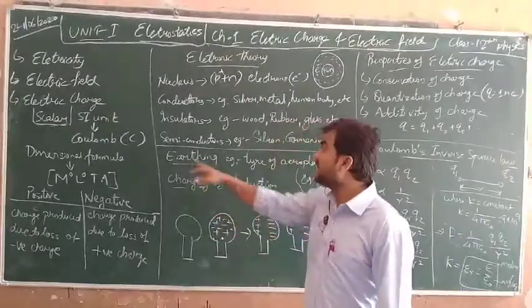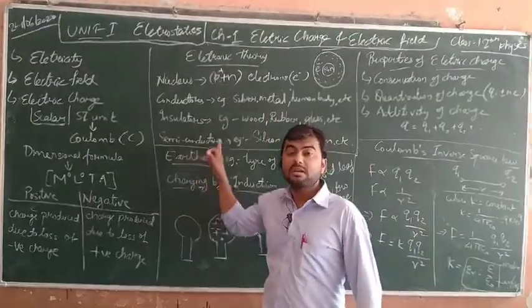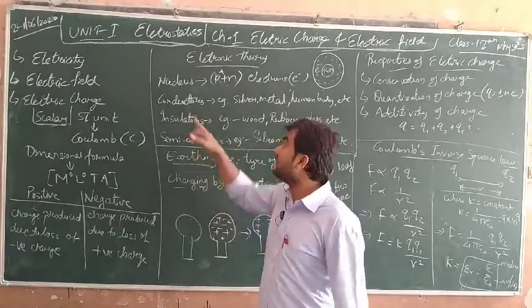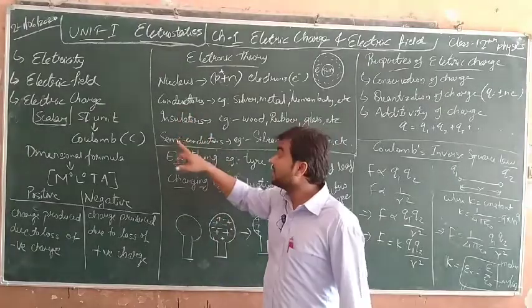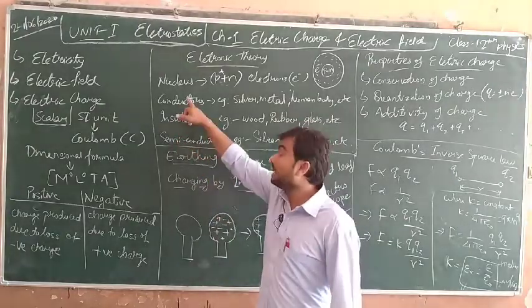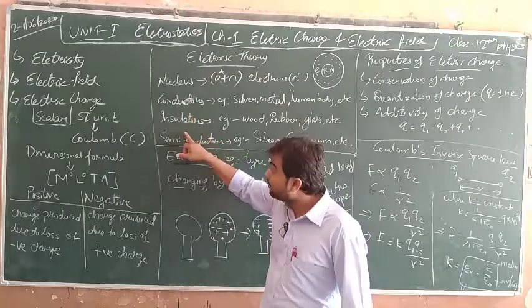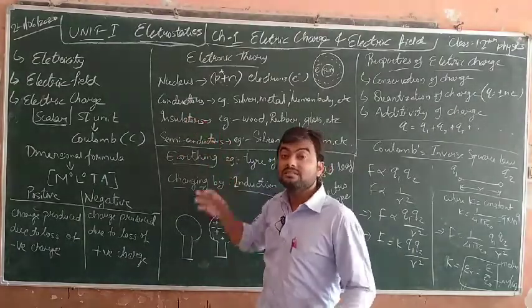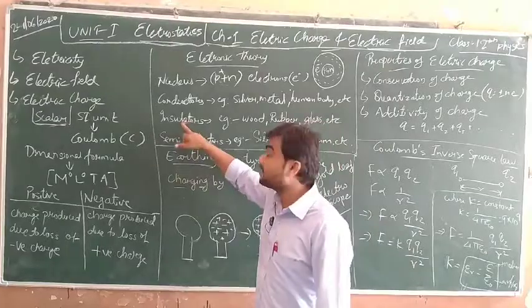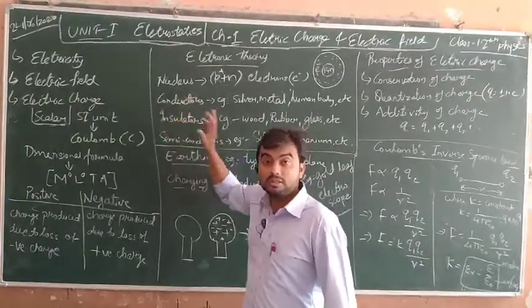Now thirdly, we have semiconductors. Semiconductors have properties that lie between conductors and insulators. It has conduction value less than conductors and more than insulators, and it has some insulation property also, which is higher than conductors' and lower than insulators'.